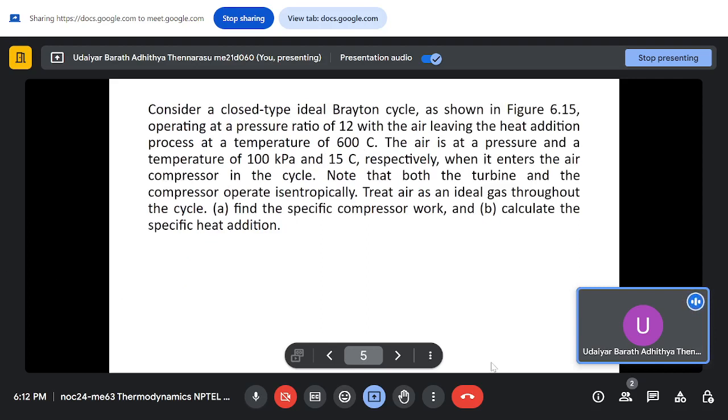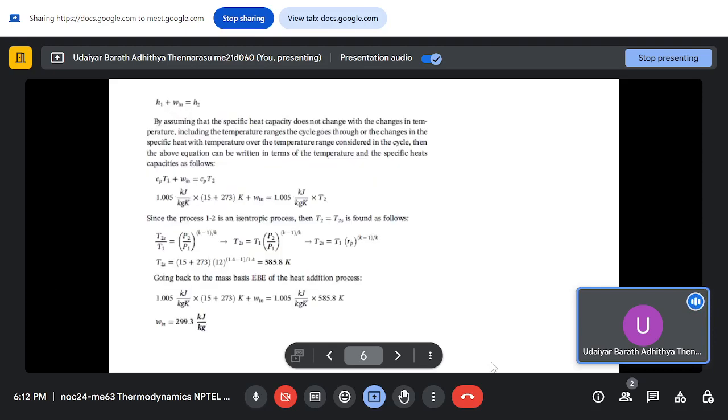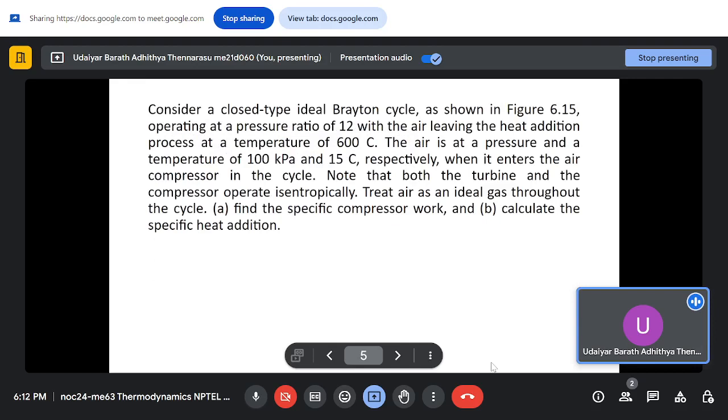Moving on to the next problem, we consider a closed ideal Brayton cycle as shown in the figure, operating at a pressure ratio of 12, with the air leaving the heat addition process at a temperature of 600. The air is at a pressure and temperature of 100 kilopascal and 15 degrees Celsius when it enters the air compressor in the cycle. Note that both the turbine and the compressor operate isentropically. Treat air as an ideal gas throughout the cycle. Find the specific compressor work and calculate the specific heat addition.